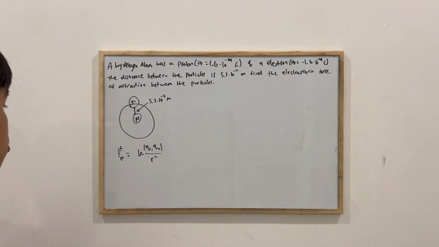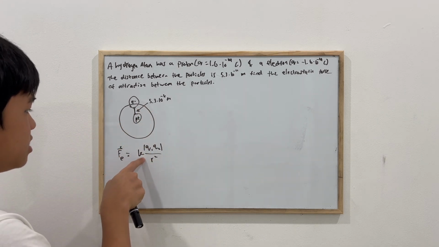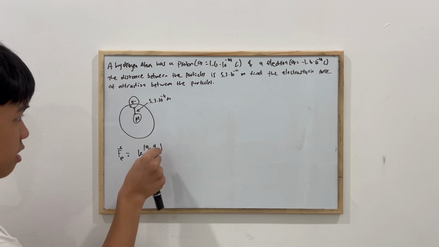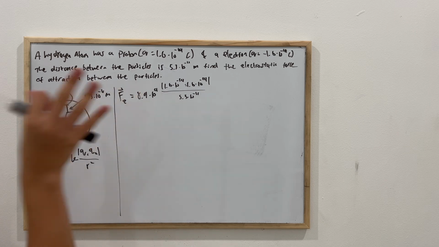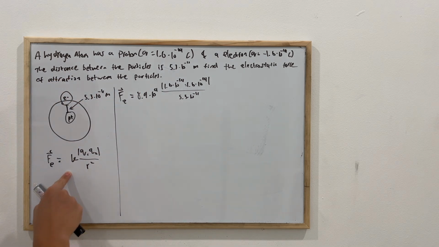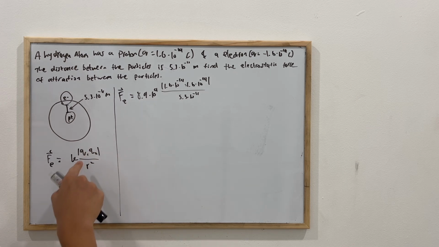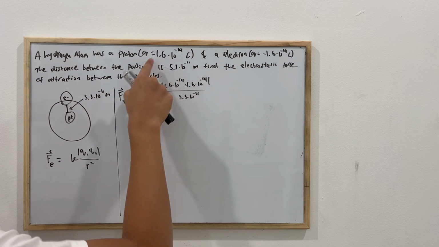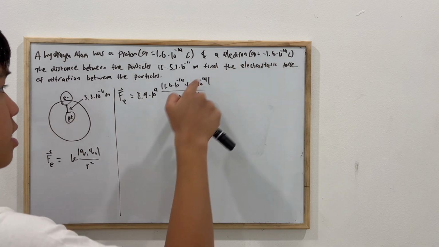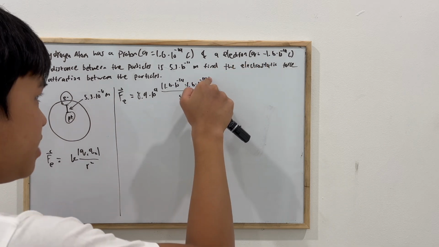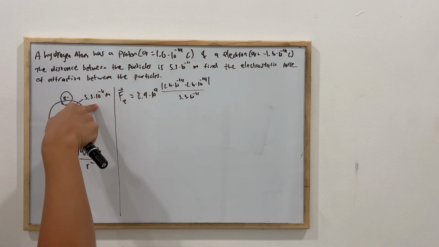So we have to remember Coulomb's law, which states that the electrostatic force of attraction between two particles is the electric constant times the absolute value of the charges divided by the distance squared. So we can plug our values into Coulomb's law, where K, the electric constant, is 8.99 times 10 to the 9, and the absolute value of our charge 1, the proton, 1.6 times 10 to the negative 19, and our charge 2, the electron, negative 1.6 times 10 to the negative 19, and then all over the distance squared, which is 5.3 times 10 to the negative 11 meters.